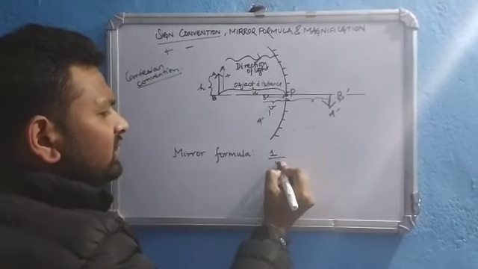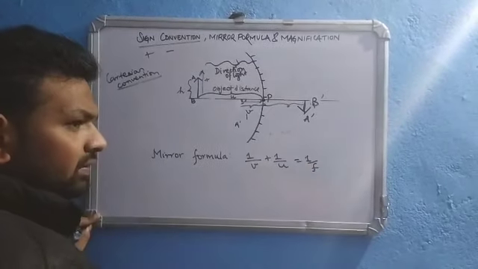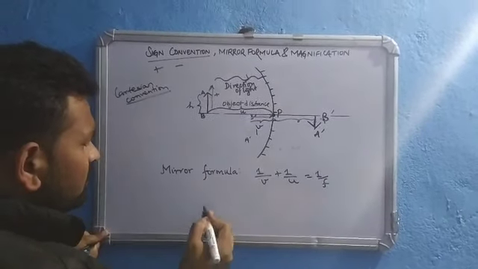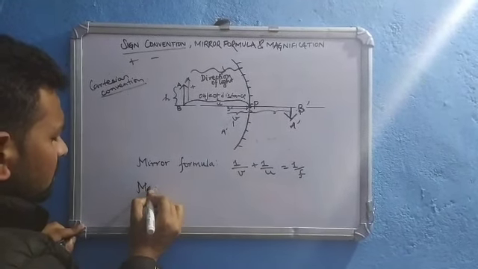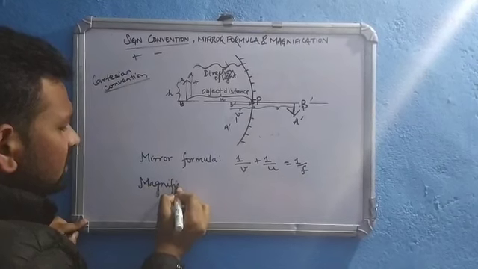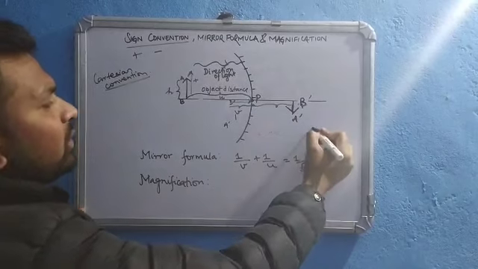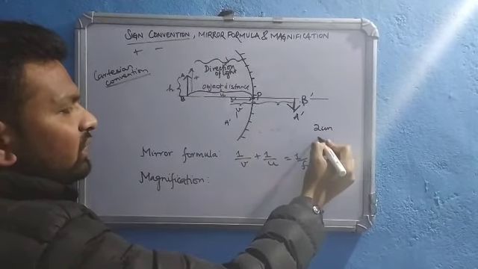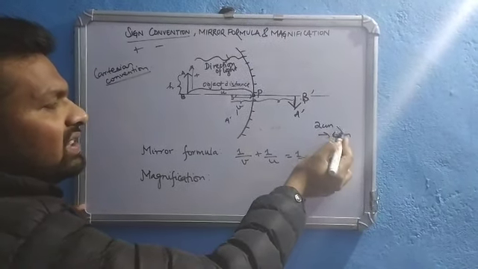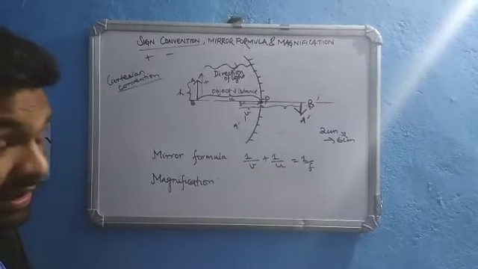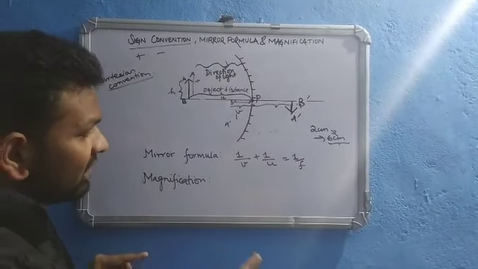Mirror formula is 1 by v plus 1 by u is equal to 1 by f. Okay, this is your mirror formula. And another one is magnification. Magnification, from the term itself, it is clear. Magnification means if you have an object of 2 centimeter and you get an image of 6 centimeter, you can see that the image has been magnified by 3 times, isn't it?